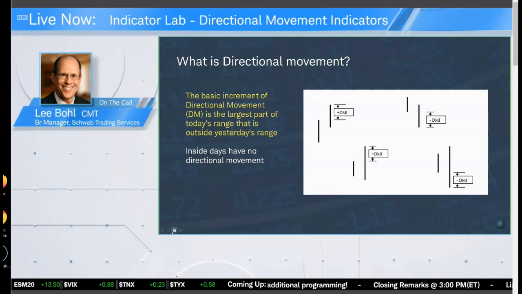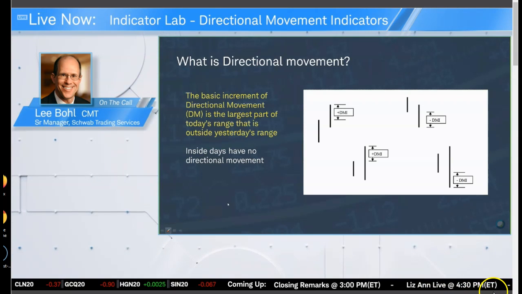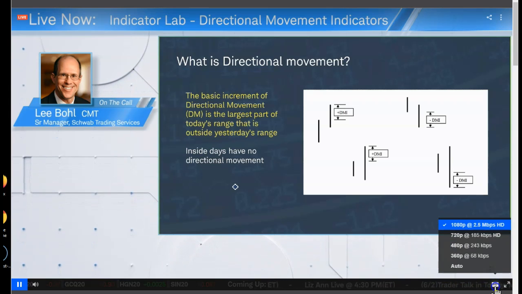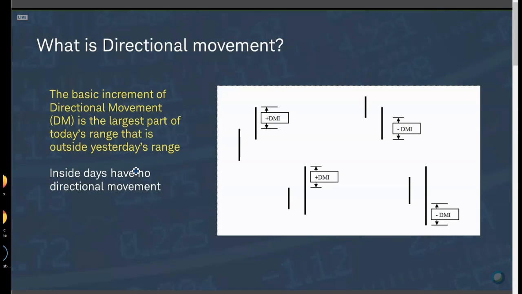So what is directional movement? In other words, what concept are these indicators based on? And you've got to start off with his definition of directional movement. The basic increment of directional movement, according to Mr. Wilder, is the largest part of today's range that is outside of yesterday's range. So we'll do several examples to get the concept clear.